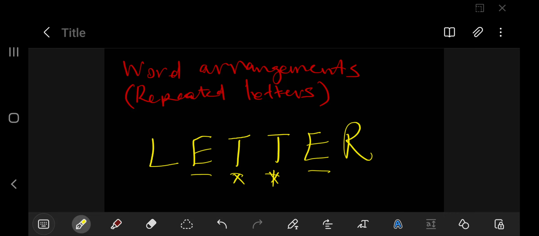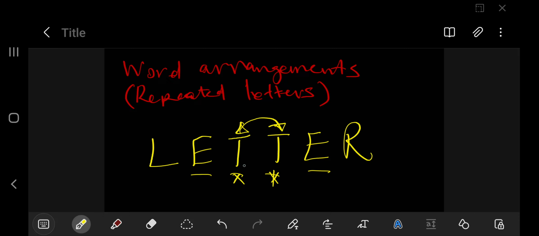So meaning if we make word arrangements, we can take this E and put it on one side and then this L on the other side, so this word will become ELTTER. Yeah, so it's a different word arrangement, right? But what if we switch this T with that T? Will there be a difference? So the answer is no, it's still LETTER, so it's not a different arrangement, right?